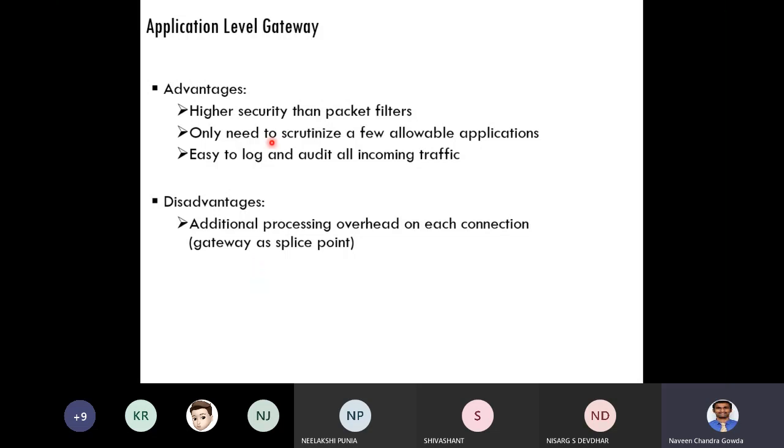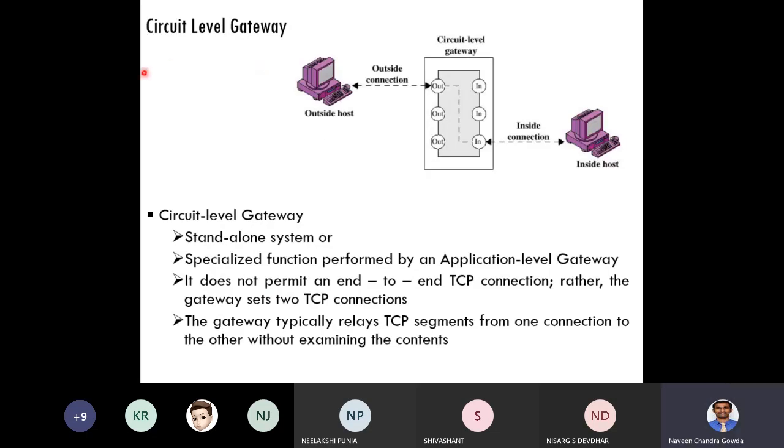That's the next firewalling. Any doubts in this before I go to the next? Because it's a very simple thing which I explained. Okay, if there are no doubts, then we'll move on to the last type of gateway, which is the circuit level gateway. So here you can see this circuit level gateway.